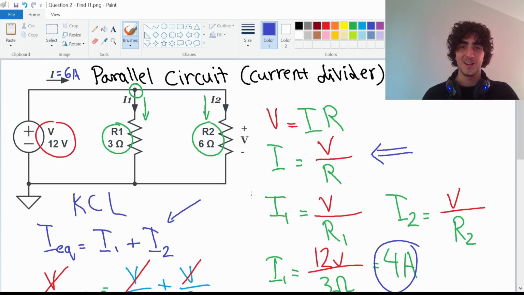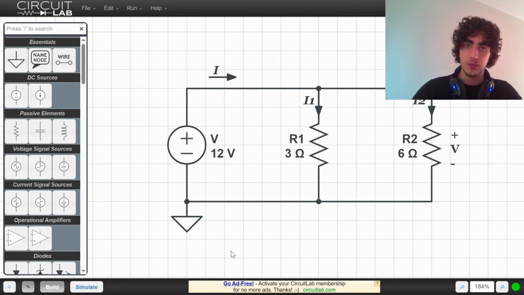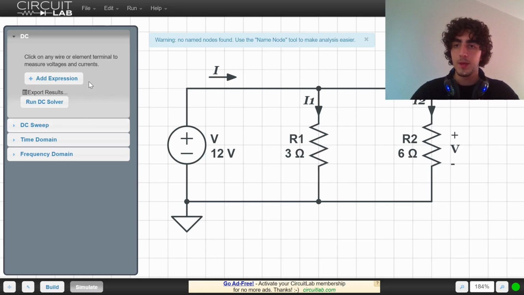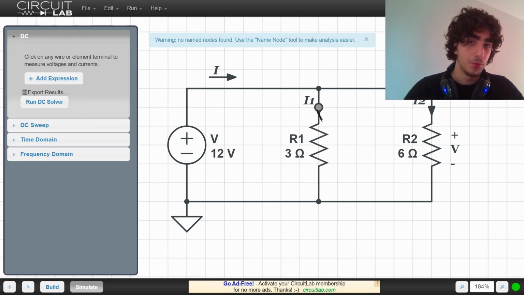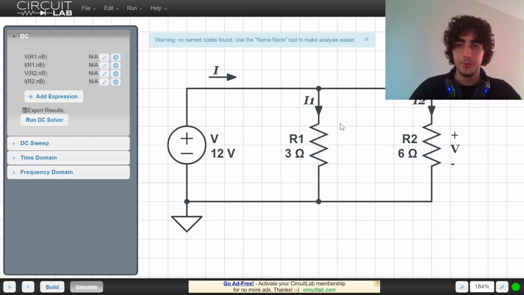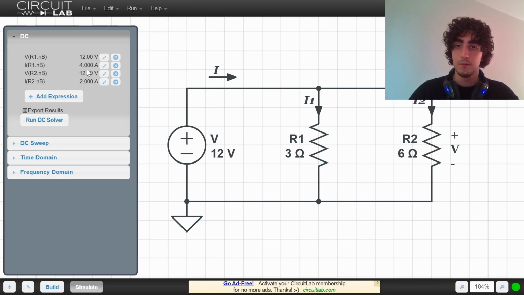Therefore, it's correct. So we can also simulate the circuit in CircuitLab to test whether or not our findings are true. So if I go to the Simulate tab and I see what goes through current 1 and current 2, and I run the simulator, I can see that the voltage throughout both resistors is actually 12 volts. So it remains the same as the voltage source, and current 1 has 4 amps and current 2 has 2 amps, confirming the behavior of parallel circuits where current gets divided but the voltage source remains the same.